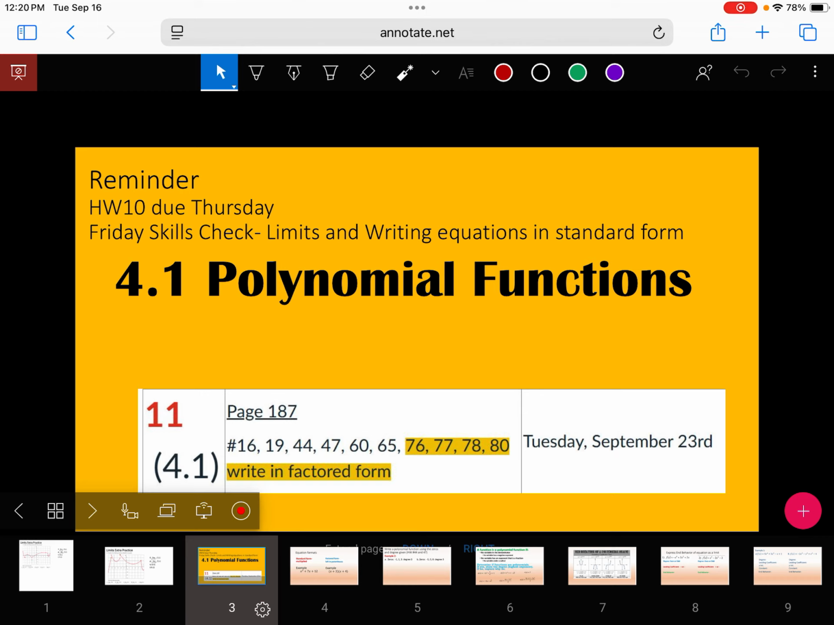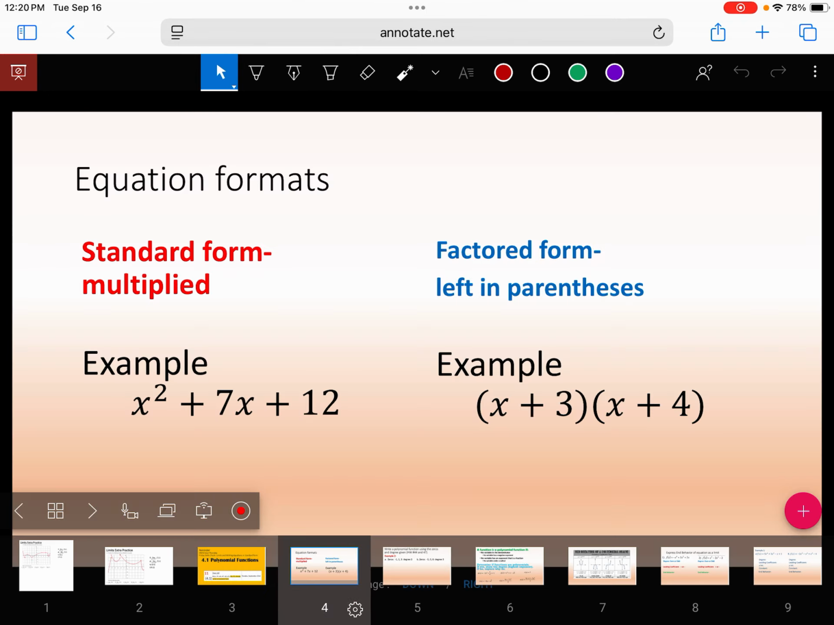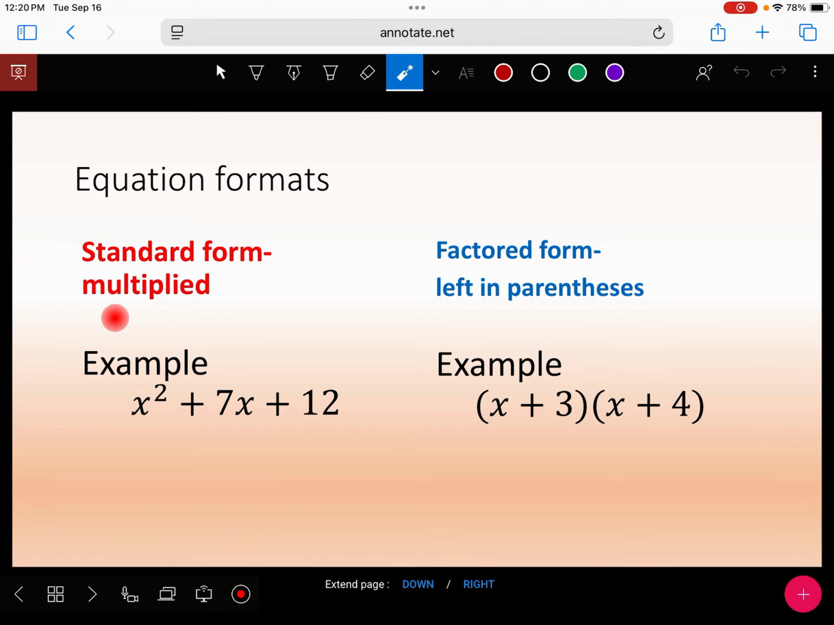All right, so whenever we're asked to write an equation, there are 2 different ways to write an equation. You don't necessarily need to copy this down. The first method is standard form. When it's in standard form, that means we multiply our factors. The other way is to write it in factor form, and that's when we just leave it in the factors.